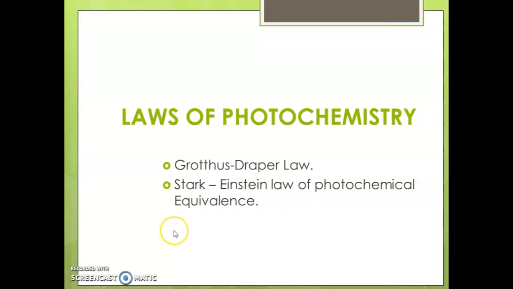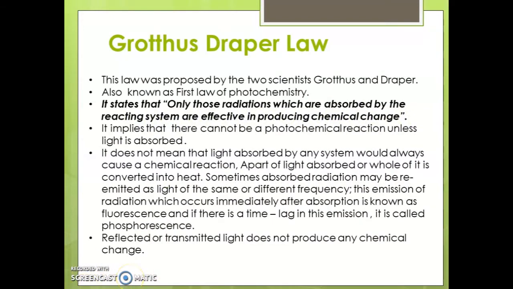First, we are discussing Grotthus Draper law. This law was proposed by two scientists, Grotthus and Draper, in the 19th century. They found that not all the light incident on a system or reacting molecules was effective in bringing about a chemical change. Let us discuss in detail.